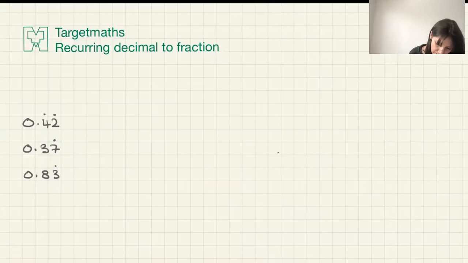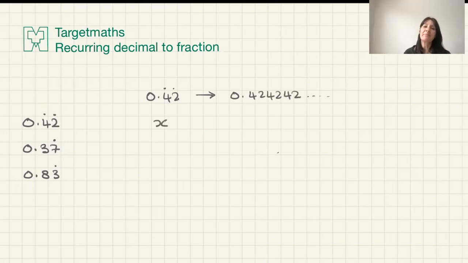So the first thing that I would do is take my 0.42 recurring and just show what that looks like. It's a recurring decimal that repeats like this. Now, X is going to represent my fraction. I'm going to change my recurring decimal into a fraction, a fraction I don't know yet, so I'm going to represent that fraction as an X. X will equal 0.4242, and on and on and on it goes.